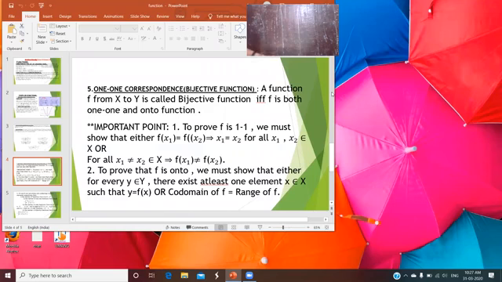Now the second one, to prove that f is an onto function, we must show that for every y belonging to the codomain, Y capital, there exists at least one element small x belonging to capital X. That means for each element belonging to the codomain, there exists an element in the domain such that y is equal to f(x). Or you can apply the most important condition, codomain of f is equal to range of f. Next one.